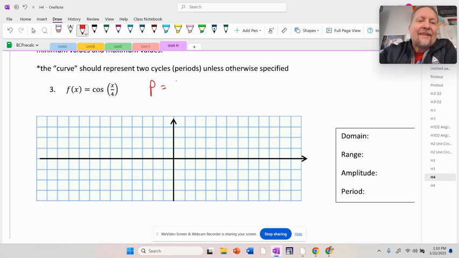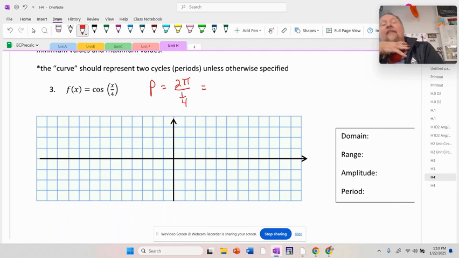1/4. Somebody said it. So here's number 1, understanding that the B value is 1/4. What does that mean the period is? Being able to handle this fraction, what is the answer? 8 pi. I can do an input output.